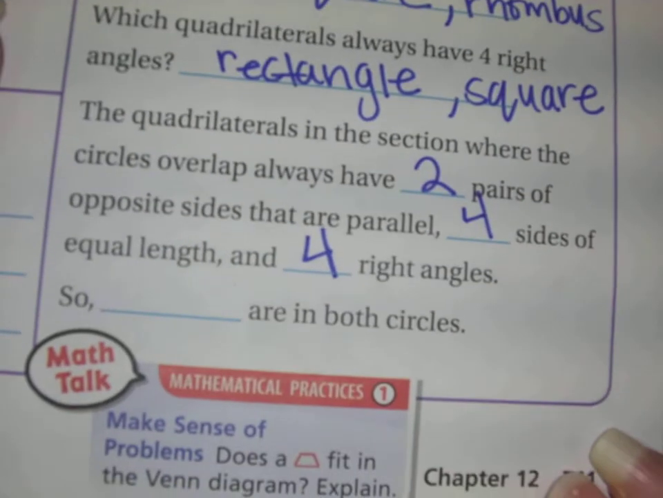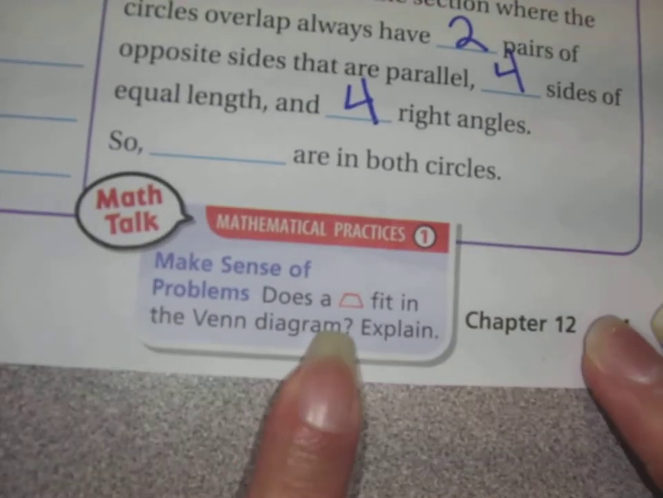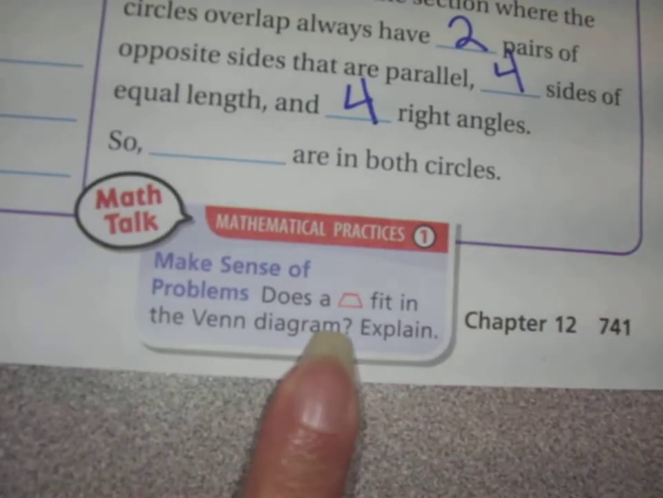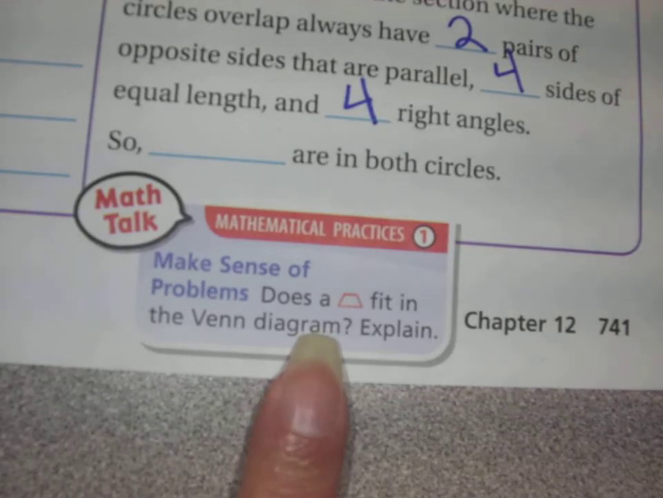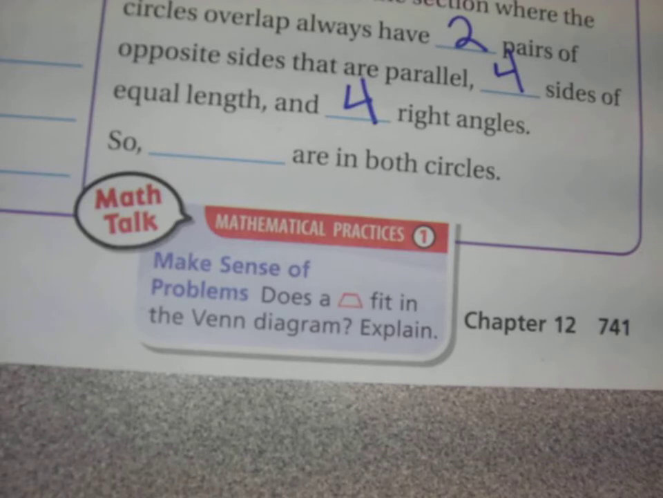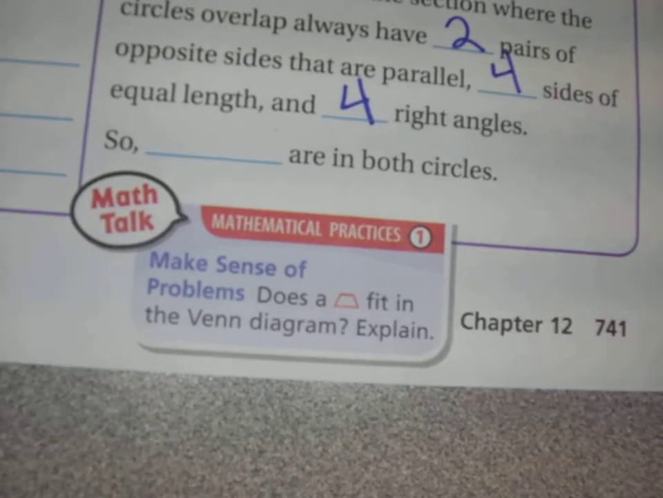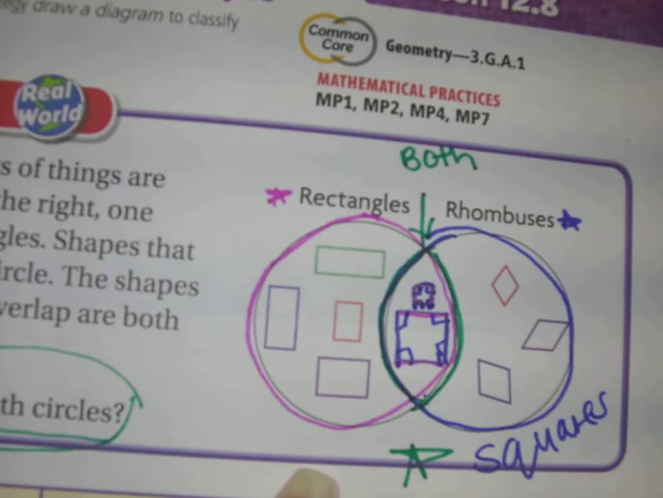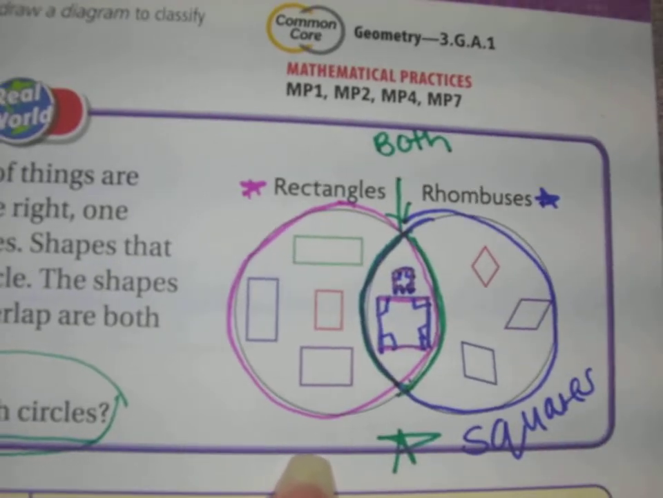Let's go back and see what kind of quadrilateral this is. It is a quadrilateral because there are 4 sides and 4 vertices. No, this would not fit in that Venn diagram because this is a trapezoid. And a trapezoid only has one pair of opposite sides that are parallel, and the other sides have different lengths. So no, this trapezoid would not fit in this Venn diagram. Okay? All right, let's look at another example.